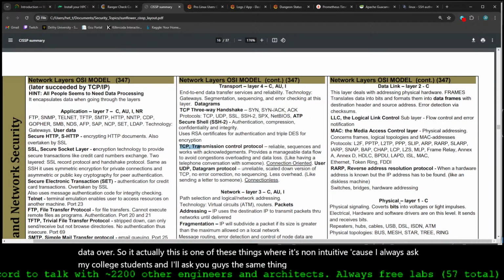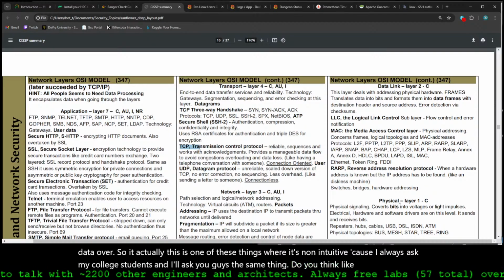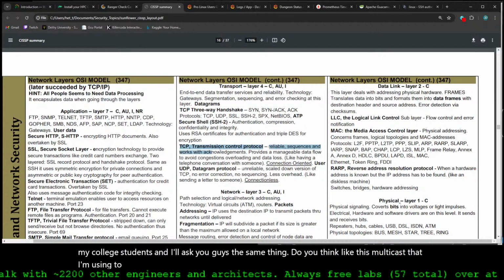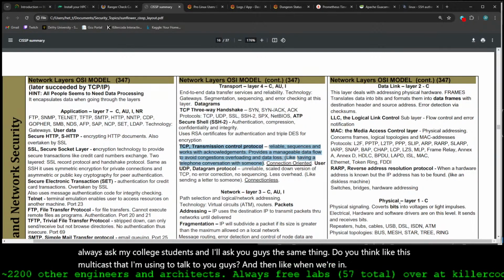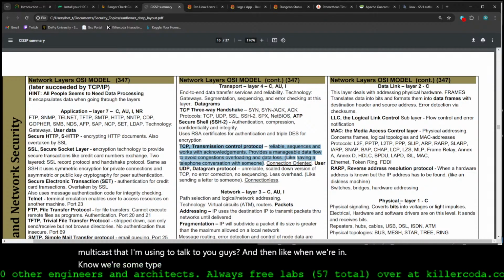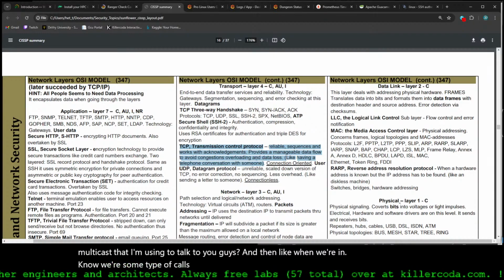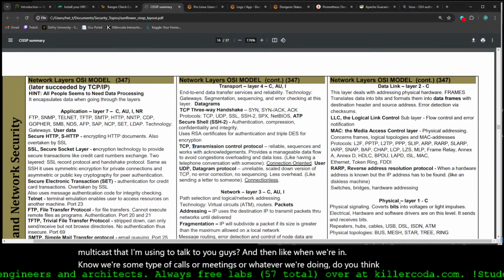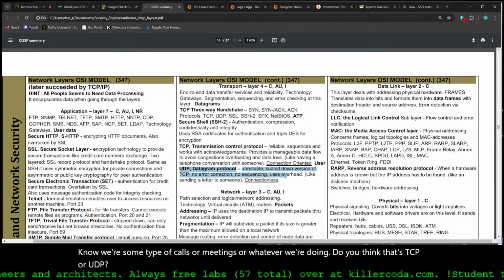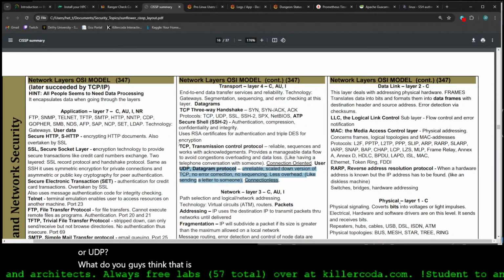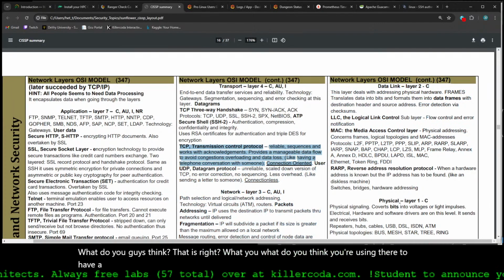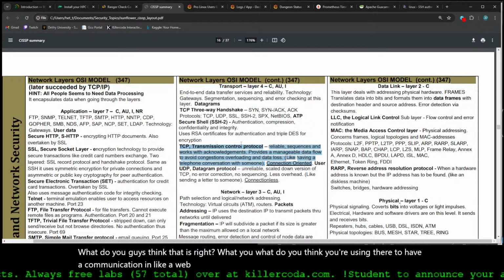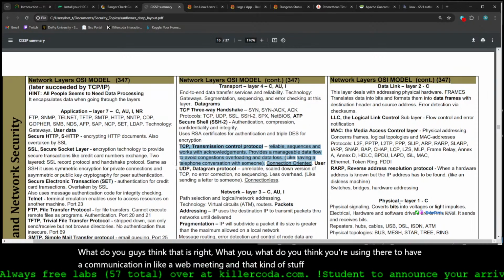Do you think this multicast that I'm using to talk to you guys, and when we're in calls or meetings or whatever we're doing, do you think that's TCP or UDP? What do you guys think that is? What do you think you're using there to have communication and a web meeting and that kind of stuff? It's all UDP.